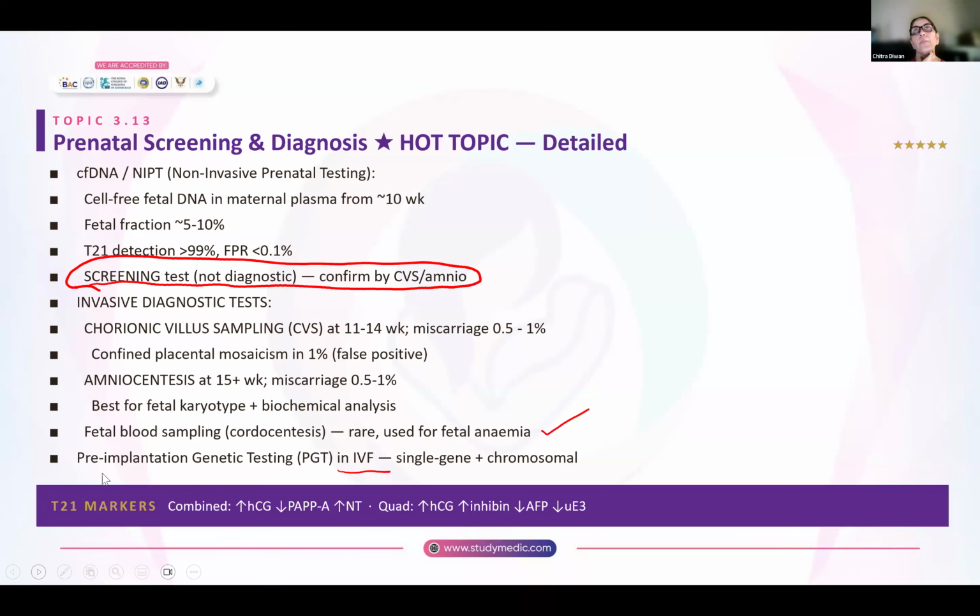So remember the markers. In the combined test, these are markers especially for Down syndrome: HCG is increased, PAPP-A is decreased, nuchal translucency is increased. In the quadruple test, HCG and inhibin are raised, alpha fetoprotein and urinary estriol are the ones that are decreased.